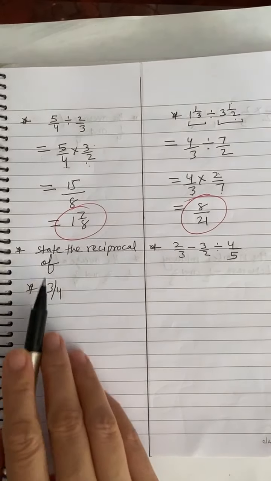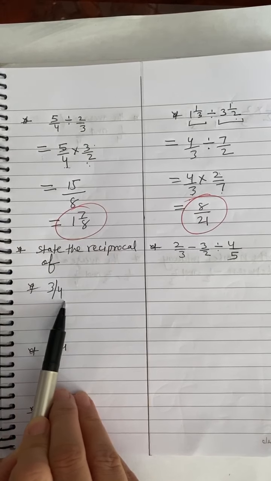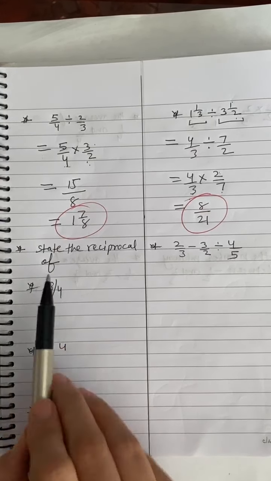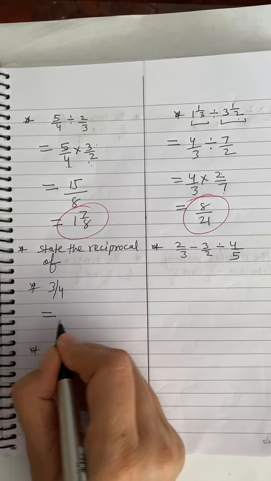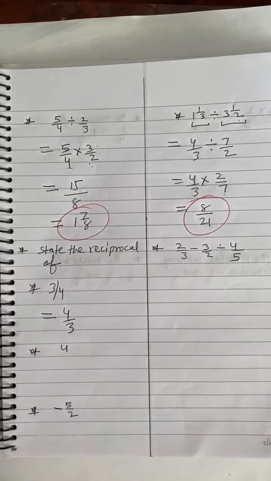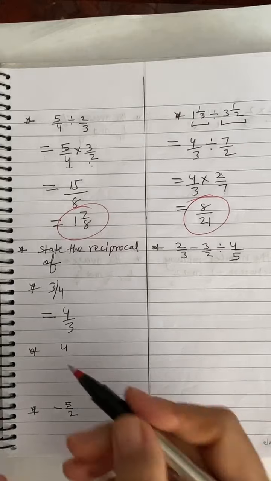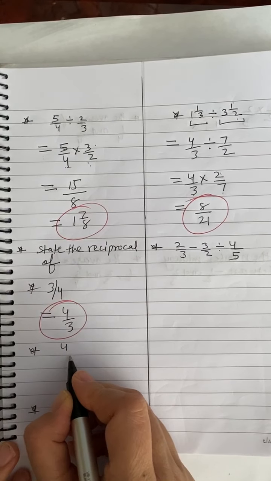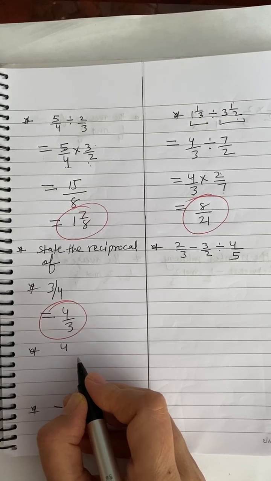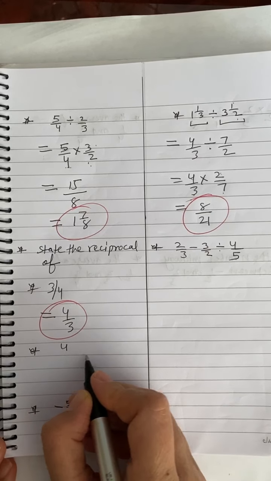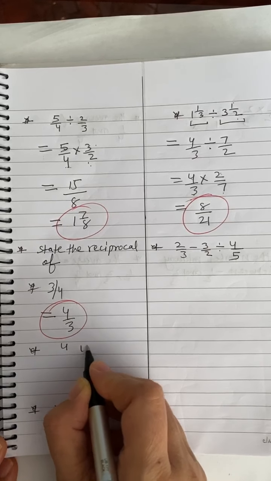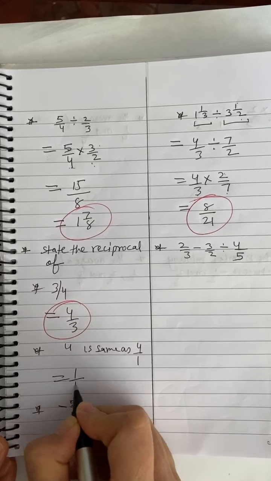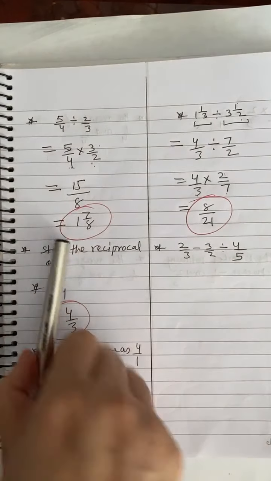Now we have to state the reciprocal of 3 over 4. State means we just need to give an answer. We do not have to show how we got it. So here the reciprocal is going to be 4 over 3. Remember, in reciprocal we switch the numerator with the denominator. Now for 4, as I said previously, we can express any number as a rational number. So 4 is the same as 4 divided by 1. So the reciprocal is going to be 1 divided by 4.